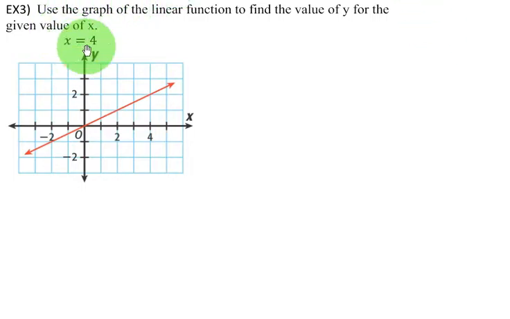Hey guys, Travis Gillespie here. We've been working with functions and graphing functions. This example asks us to use the graph of the linear function to find the value of y.